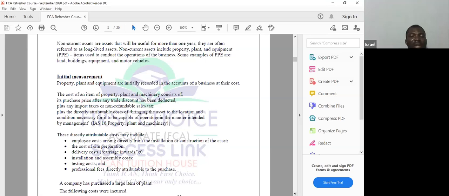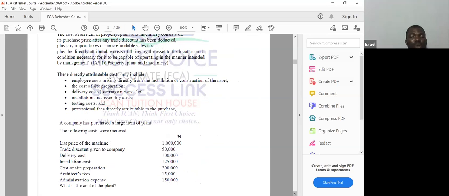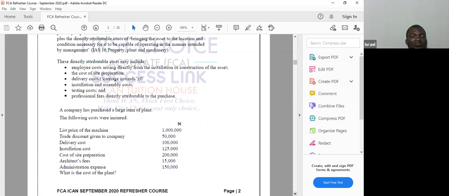Now, after that being said, let's look at an example. From the example, we will explain how initial measurements are used to record our assets in our financial statement. A company has purchased a large item of plant. The following costs were incurred.